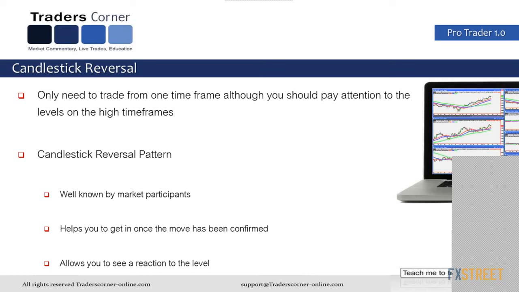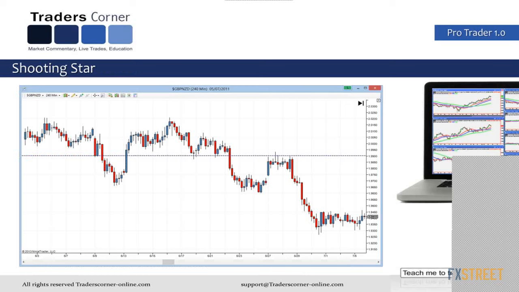and it allows us to see a reaction to the level. The thing with candlestick reversal patterns is not just understanding what a particular pattern is called, okay, but it's more about understanding the dynamic for that particular candle, so understanding what the candle is telling you. Who here knows anything about candlestick reversal patterns?